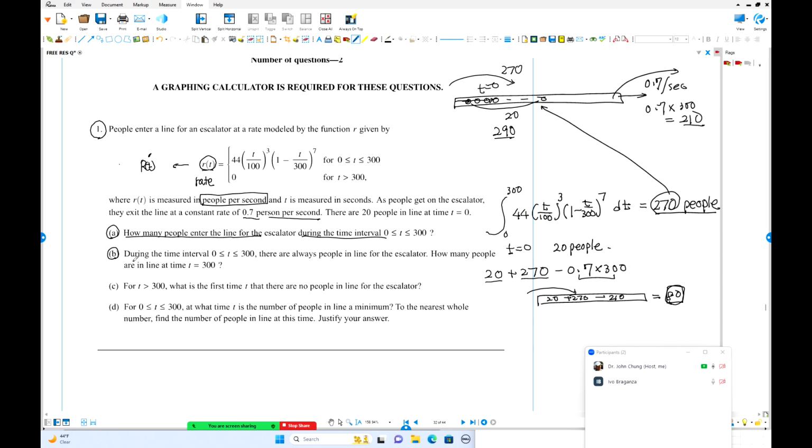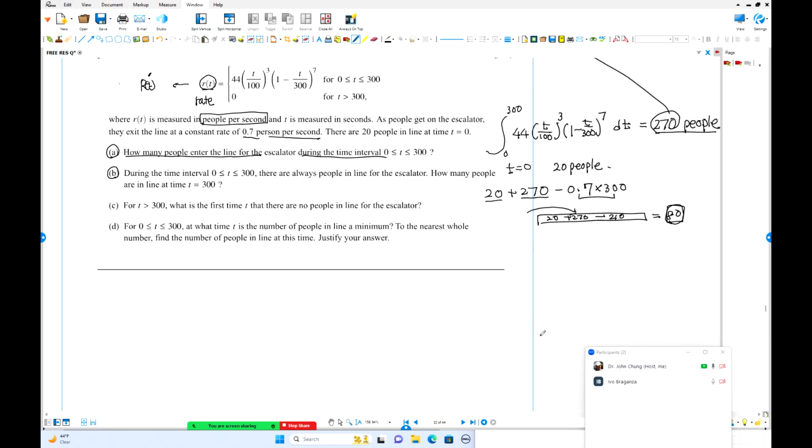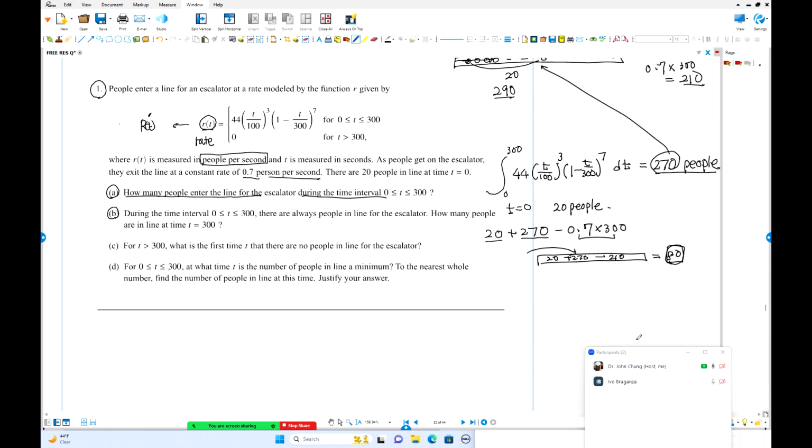But you have to understand what the question is. After 300 seconds, what is the first time t there are no people in the line of the escalator? What is the first time t with no people in the escalator? You have to solve this one. After 300, there are still about 80 people in the escalator, moving over here. After t equals 300, still there are about 80 people in the line over here, right? Are you okay with this?